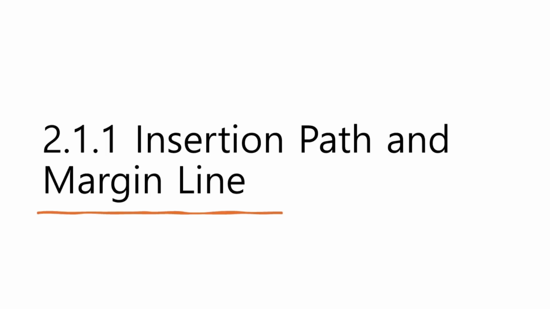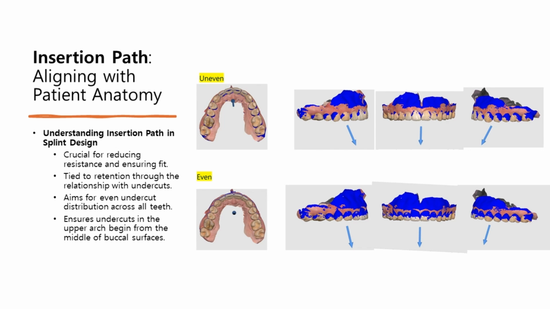In this section, we delve into the intricacies of the insertion path and margin line, two pivotal factors in dental splint design that significantly influence retention, patient comfort, and overall treatment efficacy. The insertion path is a key concept in the design and application of dental splints, focusing on the angle and direction for placing or removing the splint. This aspect is vital for minimizing resistance during insertion or removal and ensuring the splint fits perfectly.